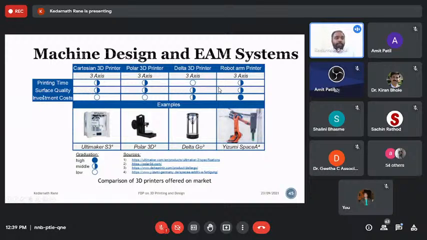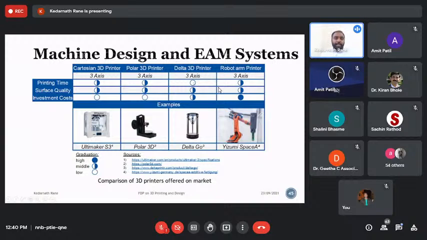You can see on the rows you have printing time, surface quality, and investment cost, and on the columns you have various printers: Cartesian, Polar, Delta, and robot system. I must appreciate all the printers are very good for their own applications, but for the application that I was targeting during my previous work, I selected this Delta printer because of its own merits.